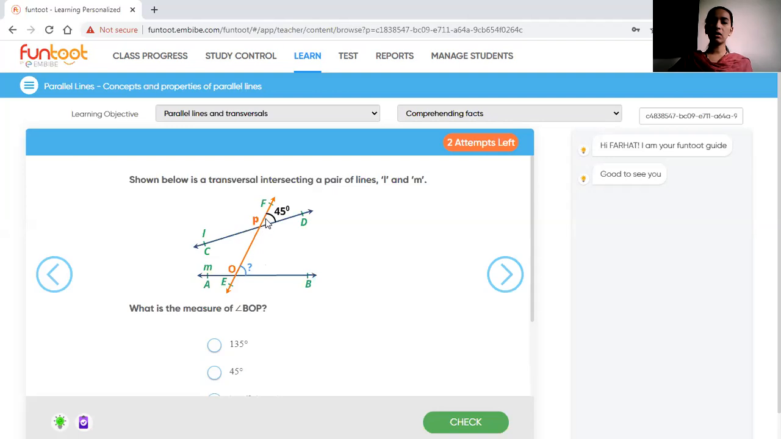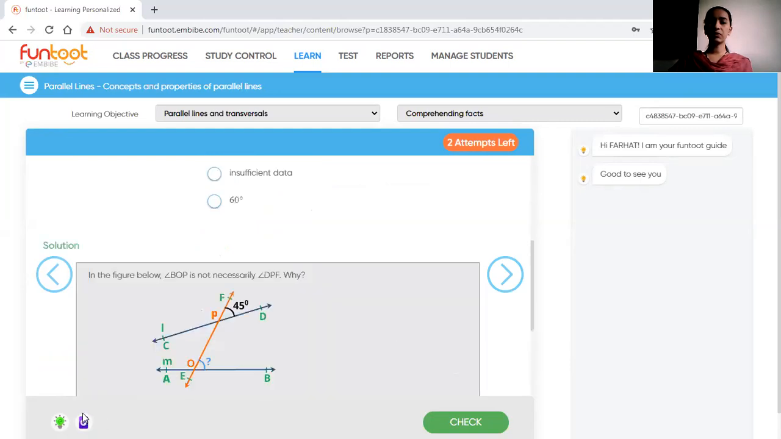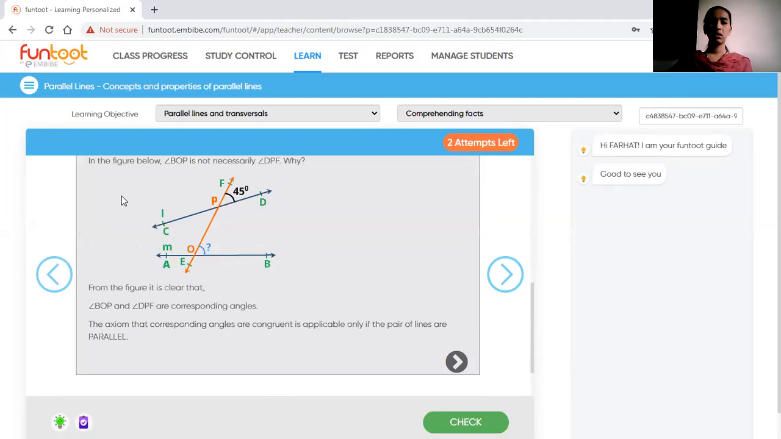BOP. What angle should it be? We have to find. Okay, so opposite to this, it will be 45. So which angle should this answer be? Yes, you can see this. In the given figure, BOP is not necessarily DTF. These two should not be equal.